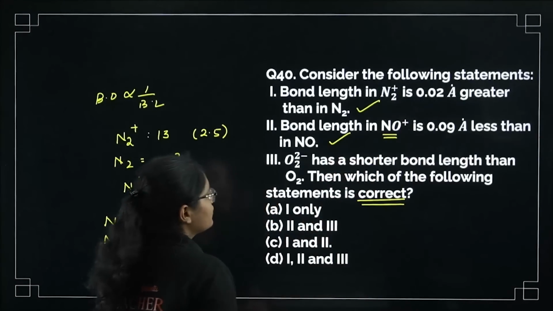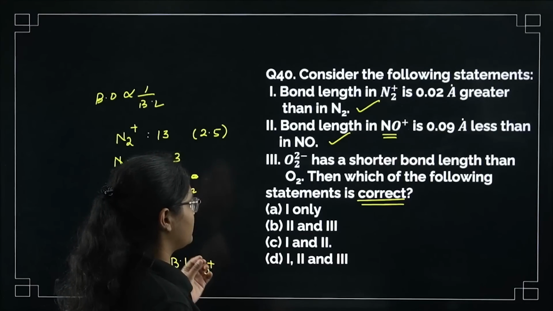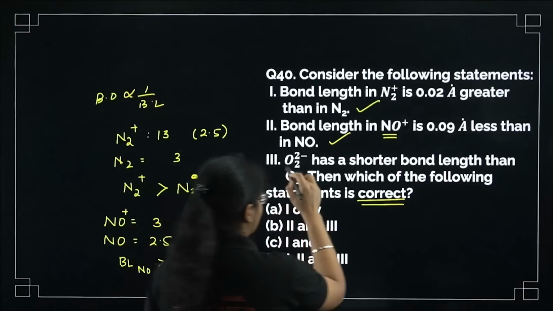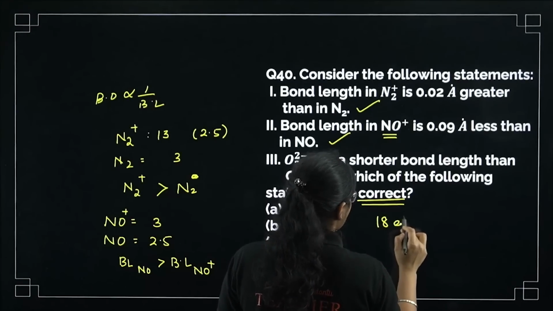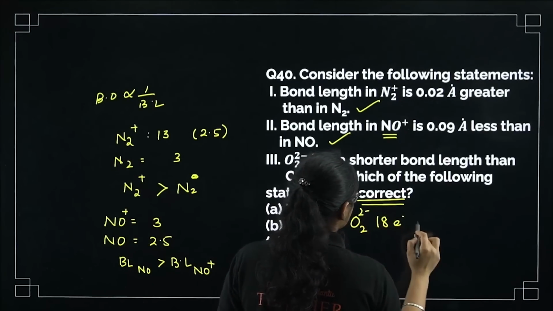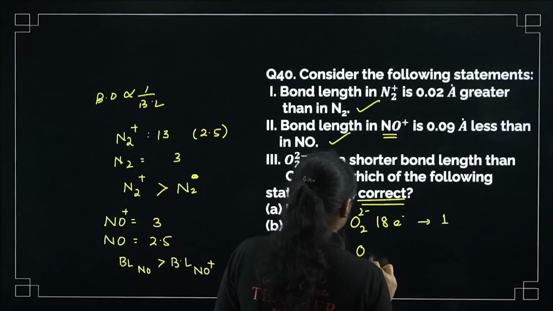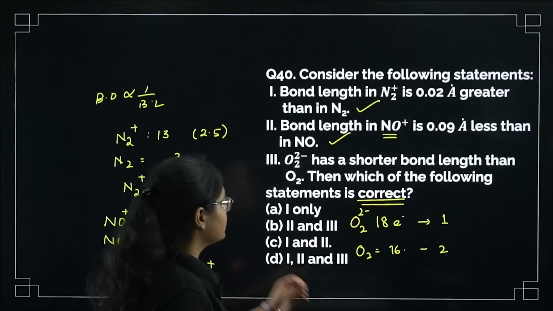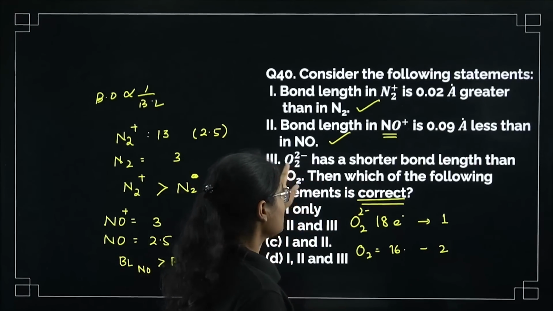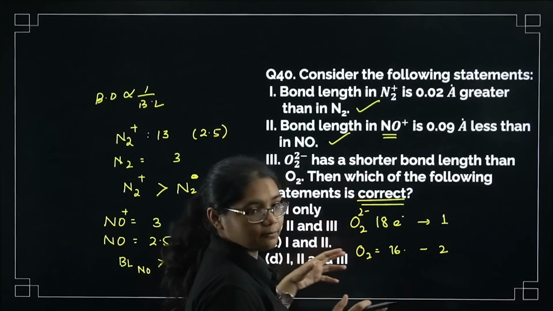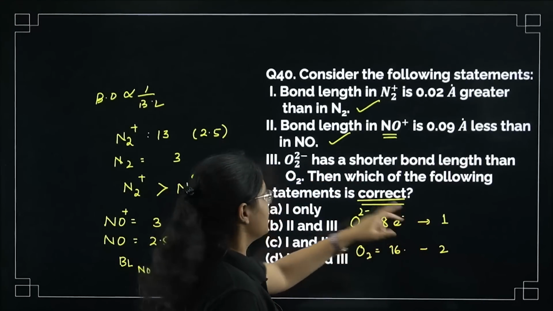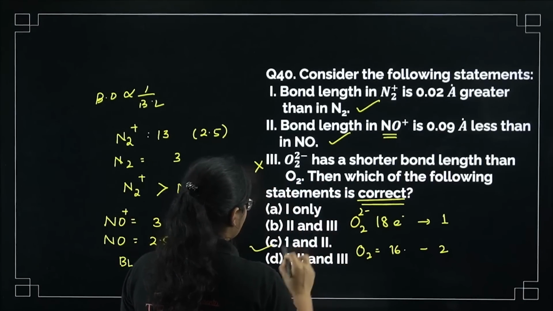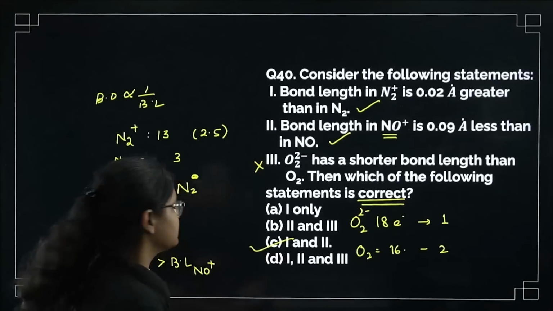Next, O2 2- has a shorter bond length than O2. Now if you see, O2 2- has 8 plus 8, 16, 17, 18 electrons. O2 2- has 18 electrons and bond order is 1, and O2 has 16 electrons and the bond order is 2. So that means O2 2- should have a longer bond length because its bond order is less, but it is given as a shorter bond length. So that is why this is wrong. So I have 1 and 2 only as correct statements. So option C here.